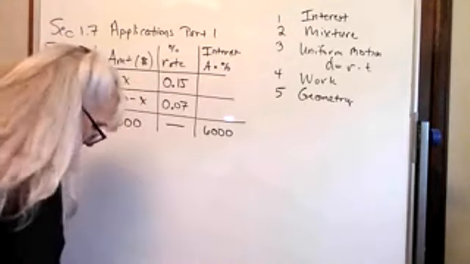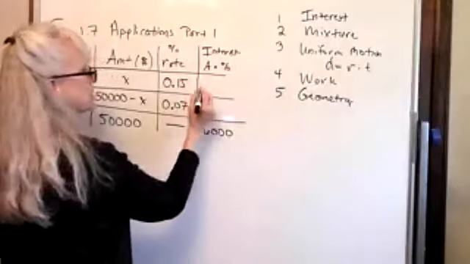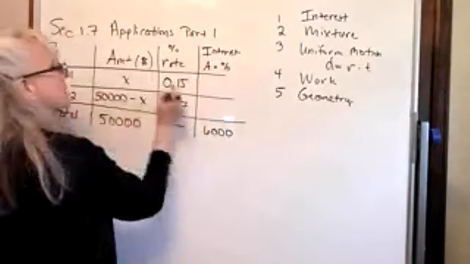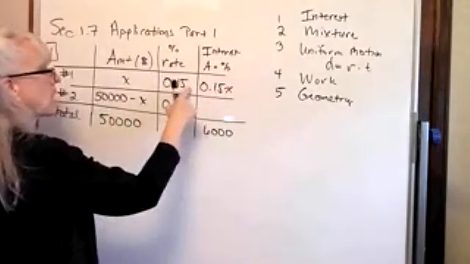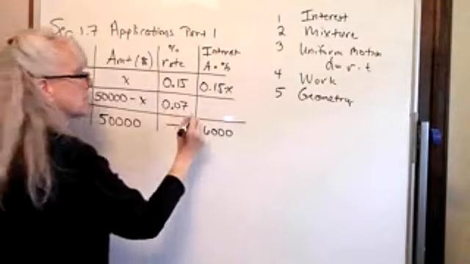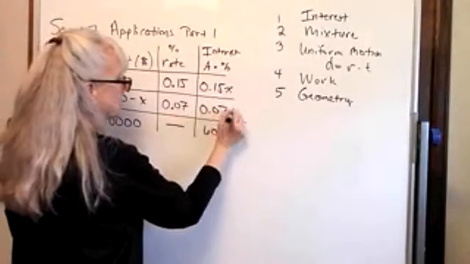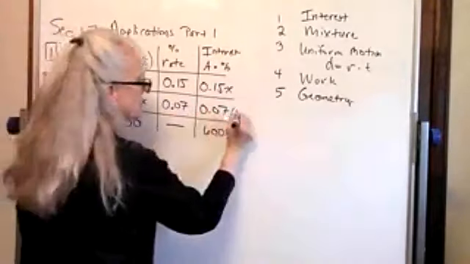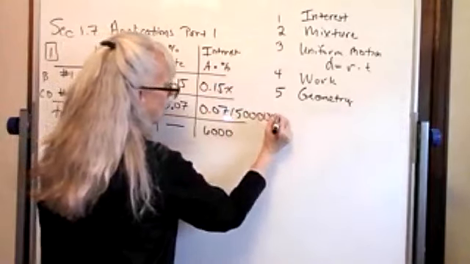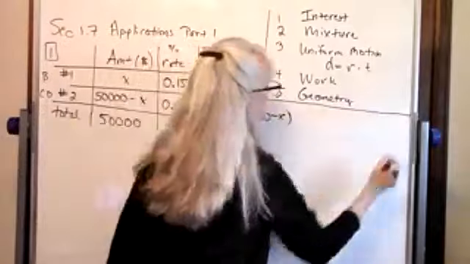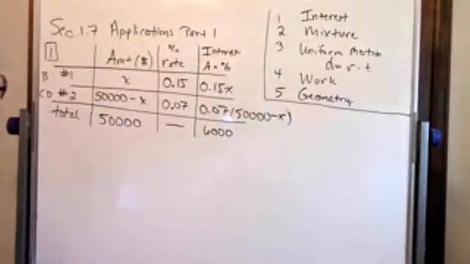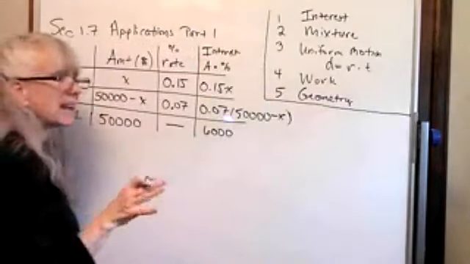Now we're going to come in and multiply across. That's what the chart is telling us to do. So the interest from the B-rated bonds is going to be 0.15 times the X. So that's this column times this column. We'll do the same thing in the next row. We're going to take the 0.07 and multiply it by the 50,000 minus X. Those guys boxed off. Okay. Now that we've done that, the chart's complete, and the chart's going to help us write our equation.